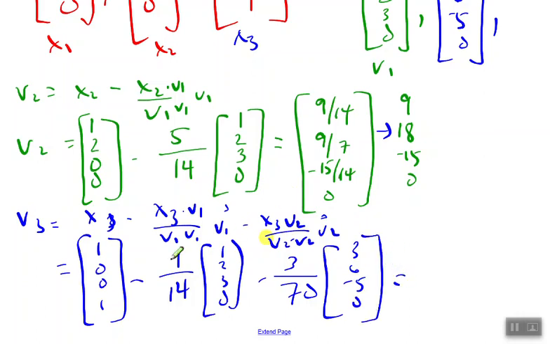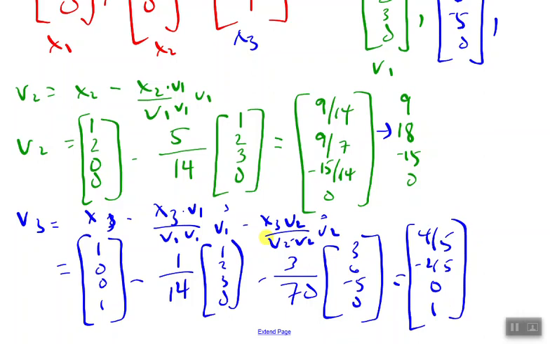So when I do that, I just use my calculator. I get 1 minus 1/14 minus 9 over 70. And that gave me 0.8, or 4/5. And the next one gave me -2/5. The next one is 0. And the last one is 1.